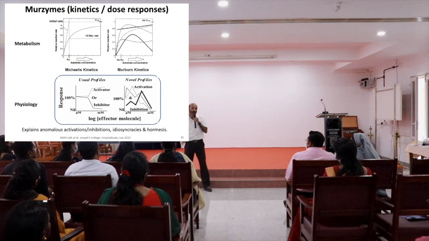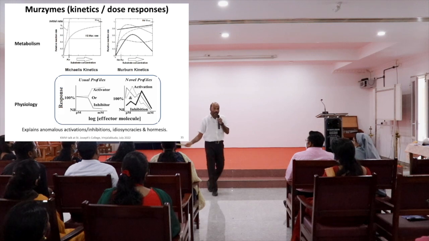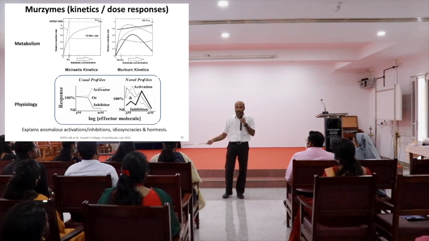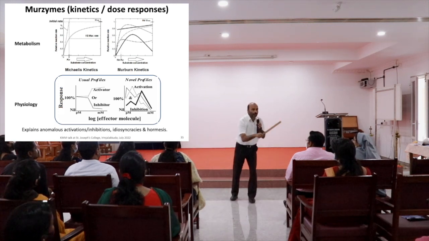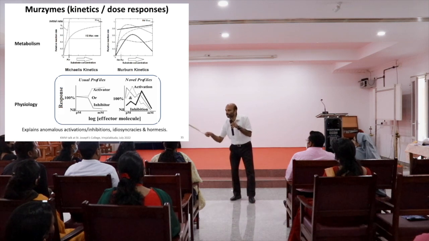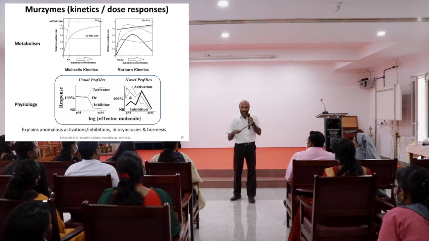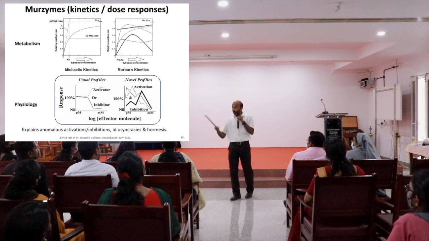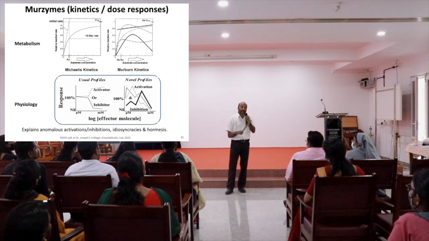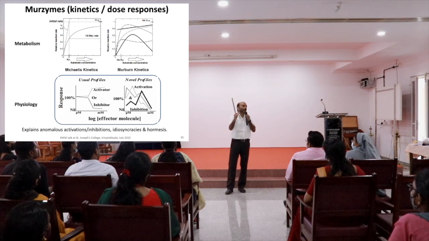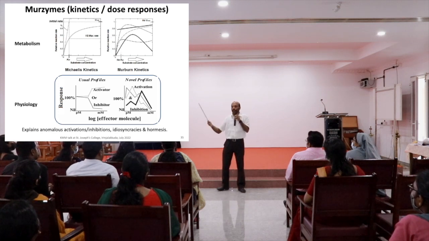Very simple explanations. So idiosyncrasies, do you know what idiosyncrasies is? It might affect Rajgopal, but it might not affect Afzal. Something like that. How can you explain such differences? Hormesis is the effect of low dose effectiveness over high dose.